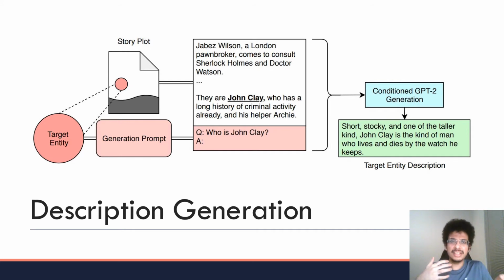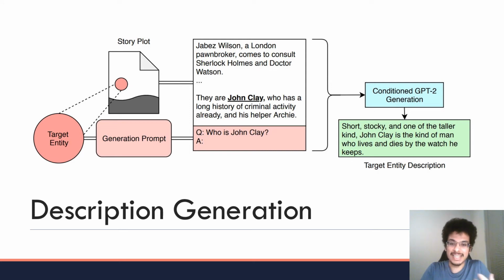Okay, so the next stage after we actually have the knowledge graph is generating descriptions of what a player sees when they enter a particular room or examine a character or object, right? This method basically uses conditioned language model generation by first locating the target entity that we're trying to generate the description for in the story, and then constructing a prompt beginning from the beginning of the story to the first mention of the entity. And then the question depends on the knowledge graph.